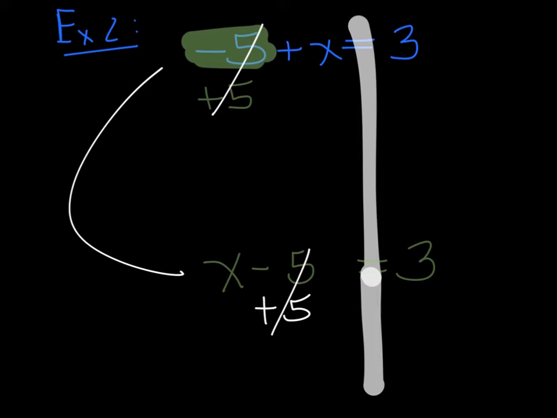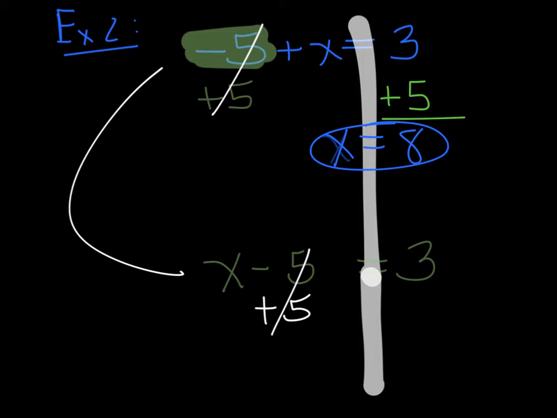Extend this. Drop the x down up here. Let me get my blue back. And then we get, oh, I forgot to do it to the other side. Silly me. Both sides. Remember, what you do to one, you do to the other. 5 plus 3, 8. Done.